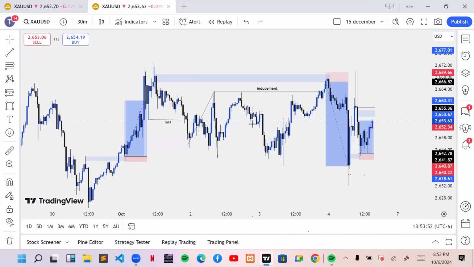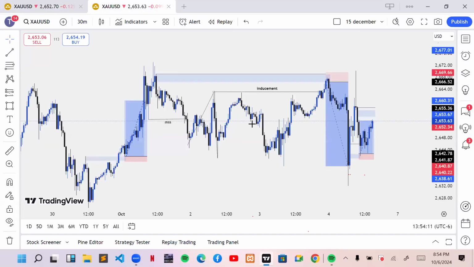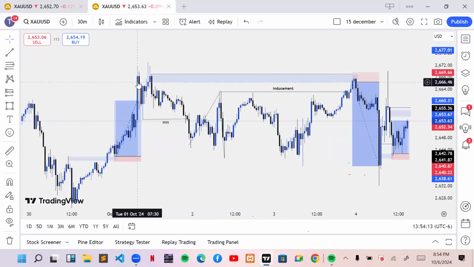Since I'm looking out for sells, what I'm going to now be looking out for is my point of interest, that is my order block. And in this case, since I'm looking for sells, it means I'll be looking out for a bearish order block. So how does a bearish order block look like? You see a bullish candle, and then you see a bearish candle engulf it. In this case, this is what a bearish order block looks like. You see a bullish candle, then you see a bearish candle engulf it. So I marked my order block from this.